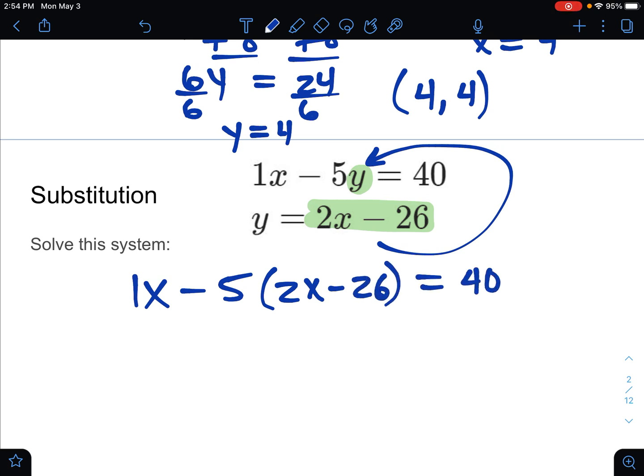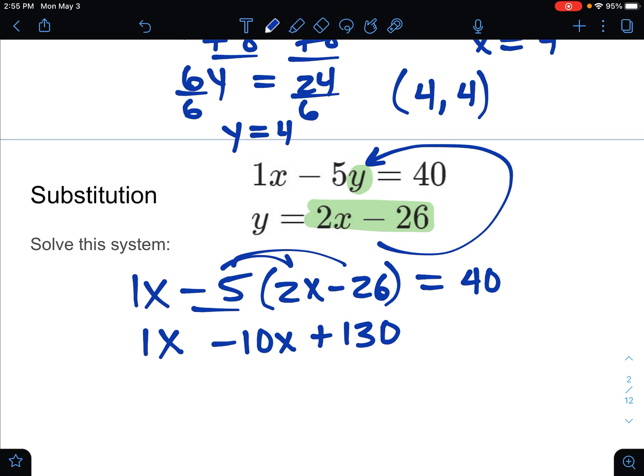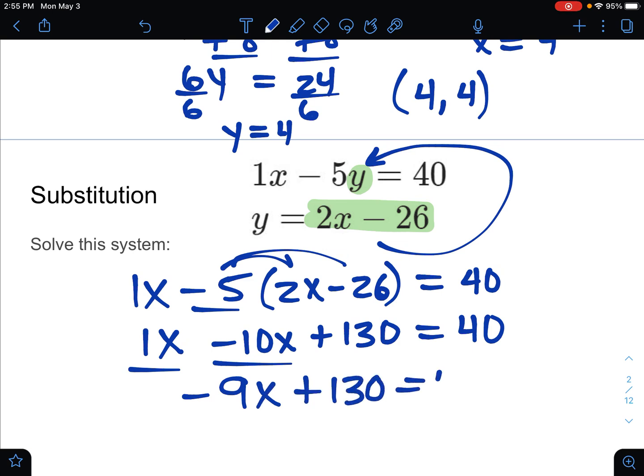This time I'm just going to solve for x. So take the negative 5 and multiply it in. Negative 5 times 2x is negative 10x. Negative 5 times a negative 26: two negatives are going to multiply and make a positive. That's a positive 130. And then bring down the rest of the equation, the 1x in front and the equals 40 on the right. Then combining our like terms would be negative 9x plus 130 equaling 40.